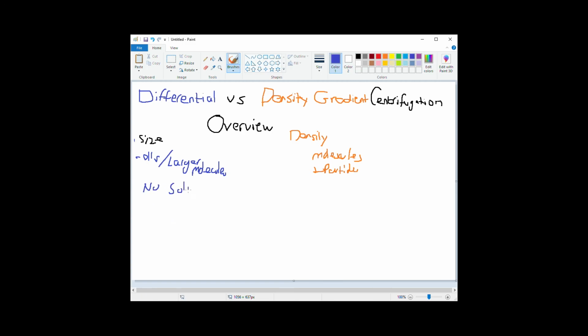No solution needed. Sucrose or salts needed for density. Rarely, I'll even say no contamination. This is much easier to use. Some contamination is always possible here, due to everything being in the same sample.